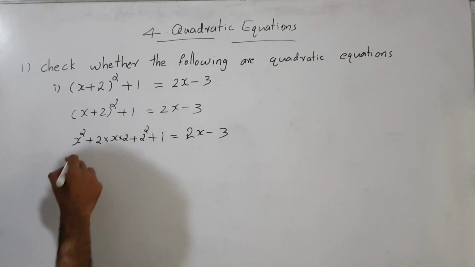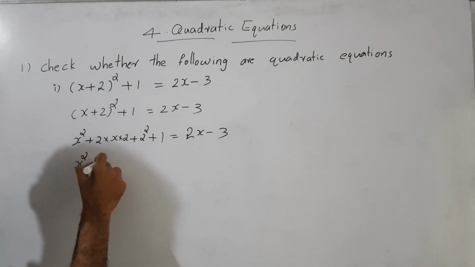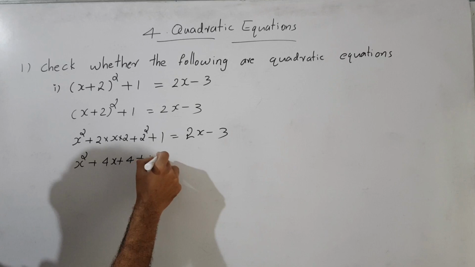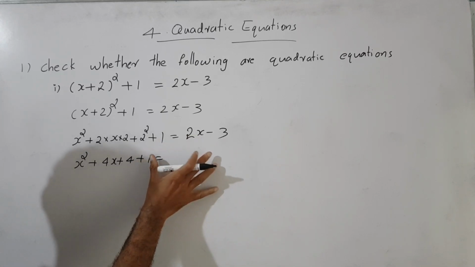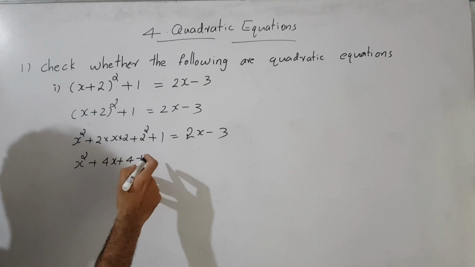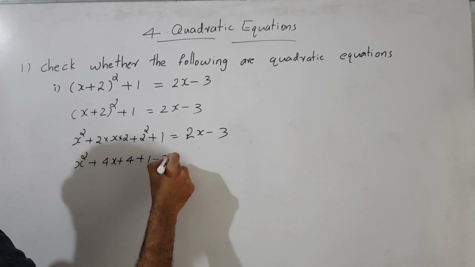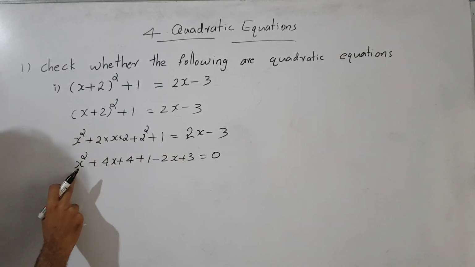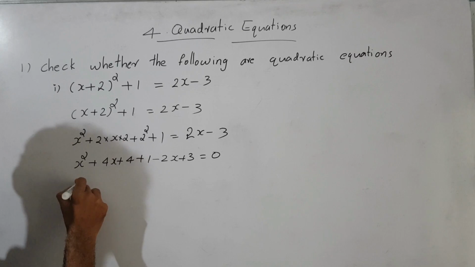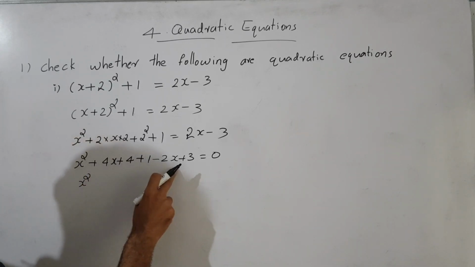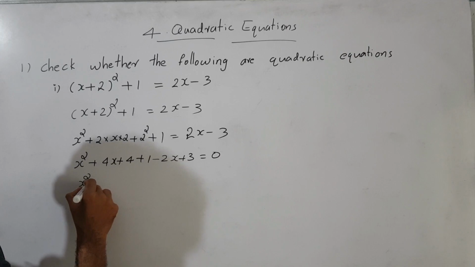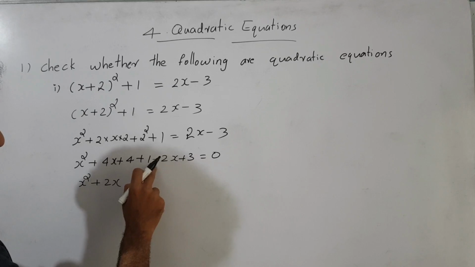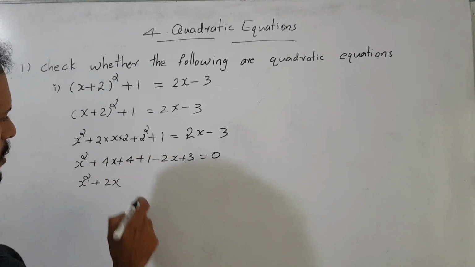Then x square plus 4x plus 4 plus 1 is equal to 2x minus 3. So we transpose 2x minus 3 to the LHS, then we get minus 2x plus 3 is equal to 0. Then x square, there is no other x square term, so x square is only 1. Then how many x terms? 4x minus 2x is plus 2x. Then 4 plus 1 is 5, 5 plus 3 is equal to 8.